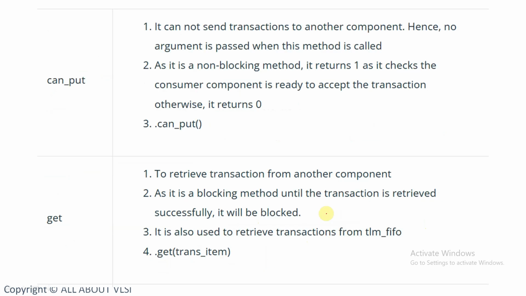Now another kind of port which we have is can underscore put. This is also a non-blocking method. And why is it used? It is not used to send the transactions to another component. So no argument is passed when the method is called.